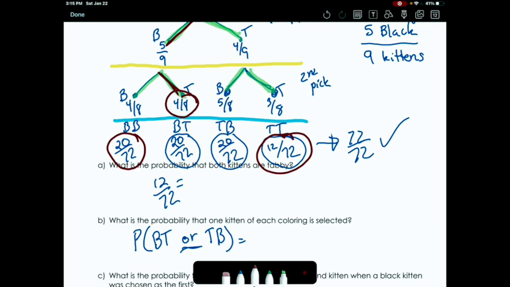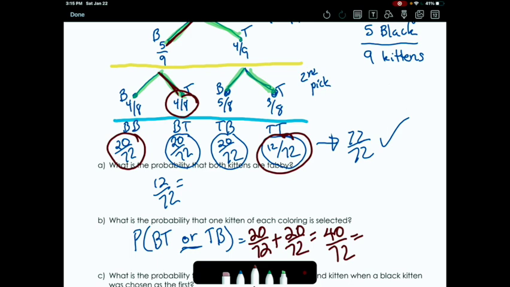So if we look at the chances of getting a black and then a tabby, or getting a tabby and then a black, that would just be adding up 20 over 72 plus 20 over 72, which would give us a total of 40 over 72.